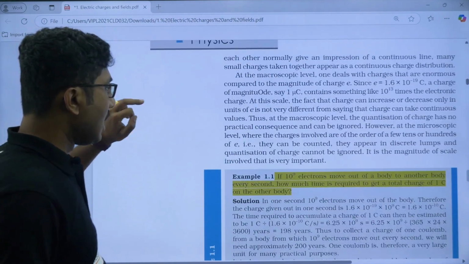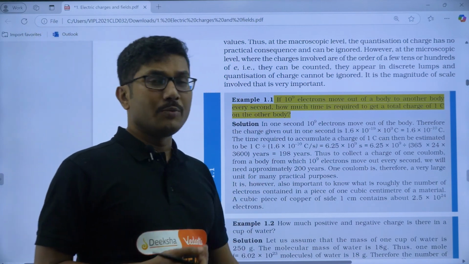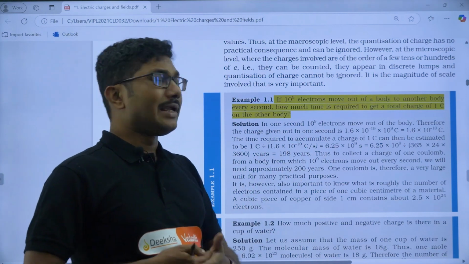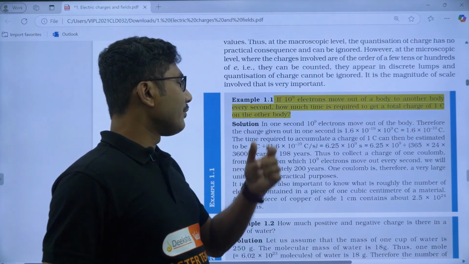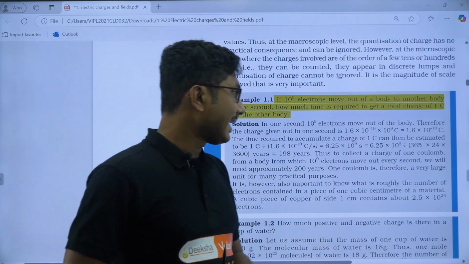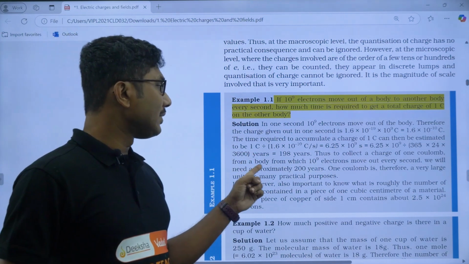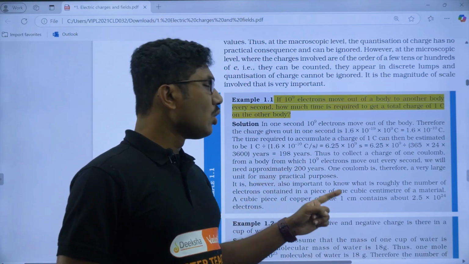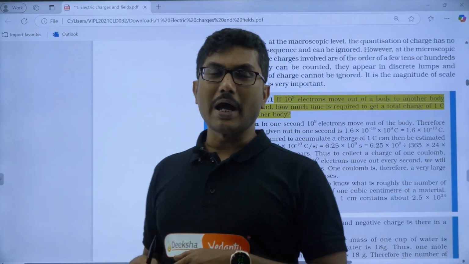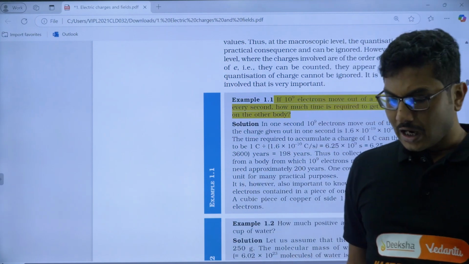Now, this is a problem I recommend only to understand how you can solve numericals based on the concept, how to calculate the time or charge or whatever it is. 10 to the power of 9 electrons are moving from an object in 1 second. What is the time required to gain 1 coulomb of charge? It gives you an idea that it takes approximately 200 years. So 200 years it will take to gain 1 coulomb of charge, despite a huge number of electrons being lost every second. So 1 coulomb is a huge charge.